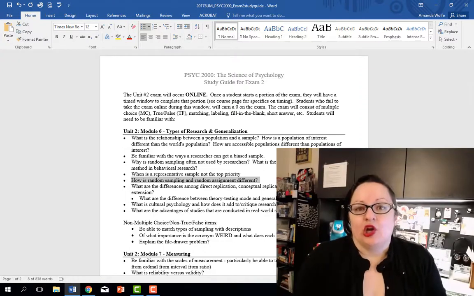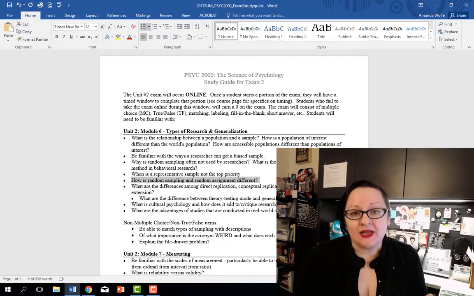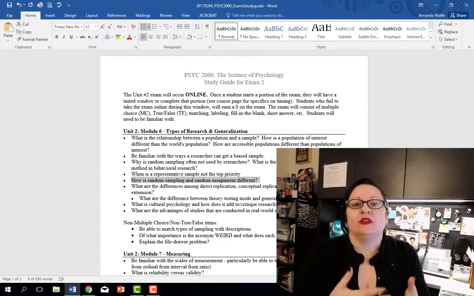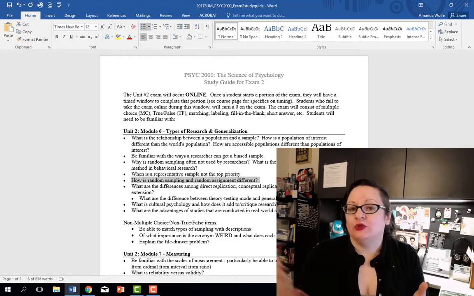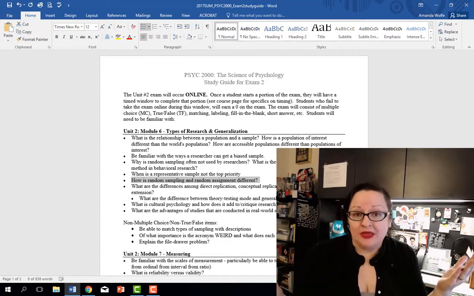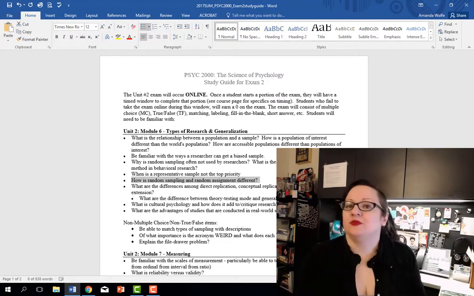Random sampling occurs before the study begins. It's how I get people to the study. Random assignment happens after random sampling. So I have people, and then I have different conditions. So then I would randomly assign them to those conditions. So when we think about flipping a coin to decide whether or not someone is in group A or group B, that's random assignment. Random sampling occurs before that.